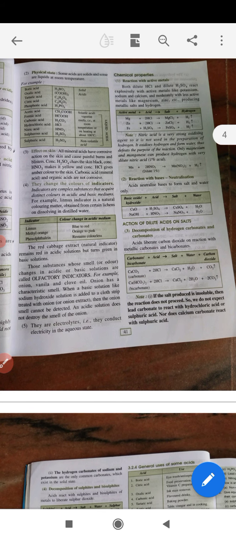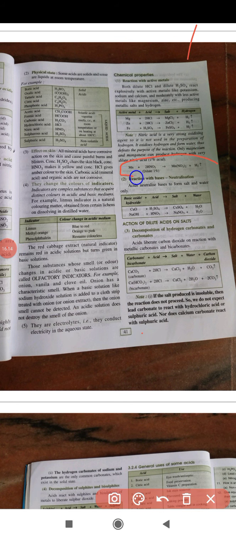Now coming to the chemical properties of acids. Reaction with active metal: acid reacts with an active metal to form its chloride and hydrogen gas. That you must remember. And nitric acid is a very strong oxidizing agent. That's why extremely dilute 1% nitric acid is used to produce hydrogen. Otherwise, if the nitric acid is not diluted, strong nitric acid will convert H2 into H2O, meaning it will oxidize hydrogen gas also.